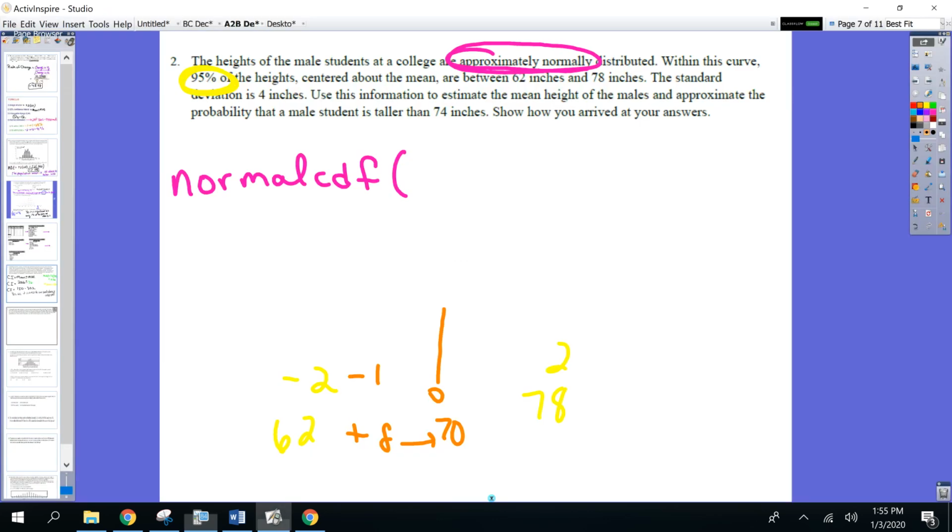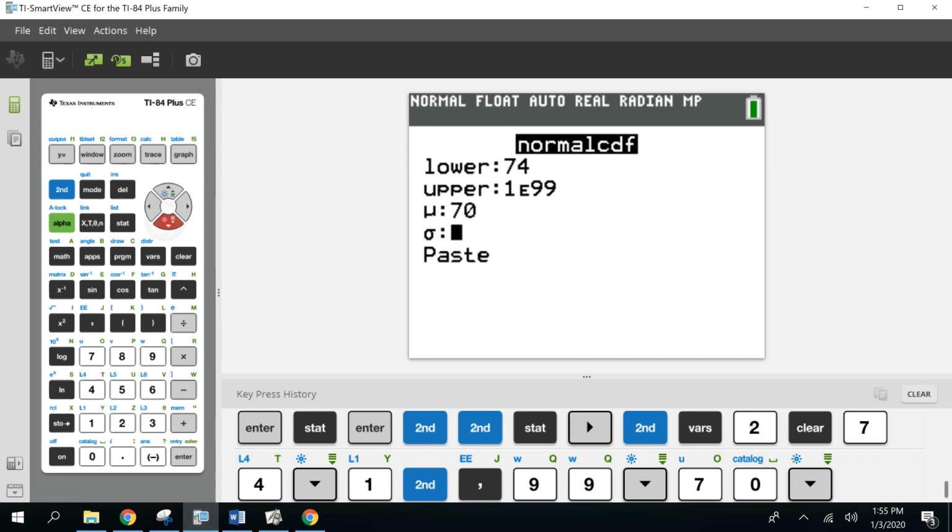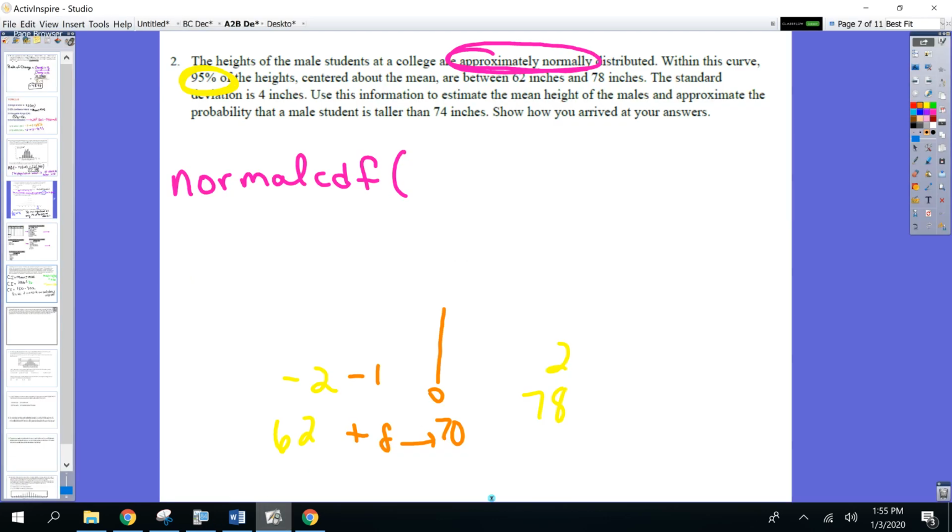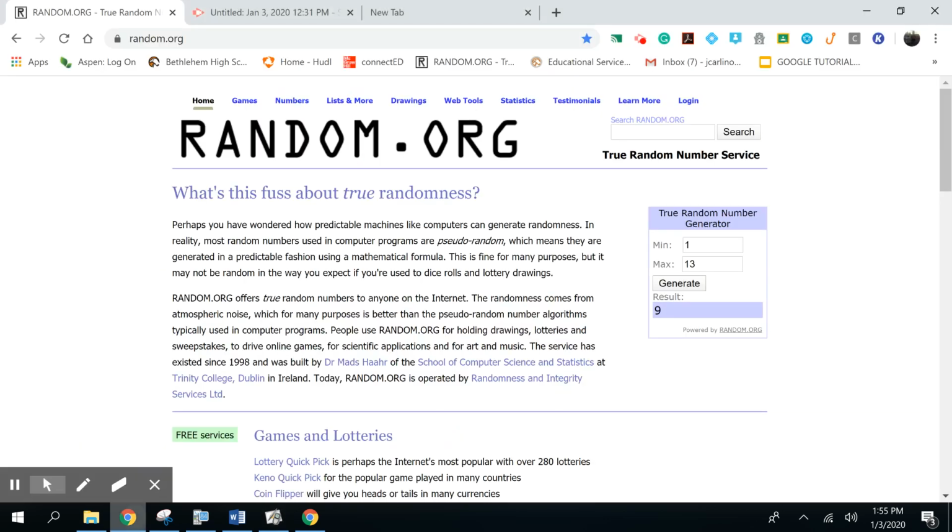Everyone all right on how we got there? And now what's that next number? What's this the symbol for? That's the population standard deviation. Yes, standard deviation, population in particular. And we already knew that was 4.